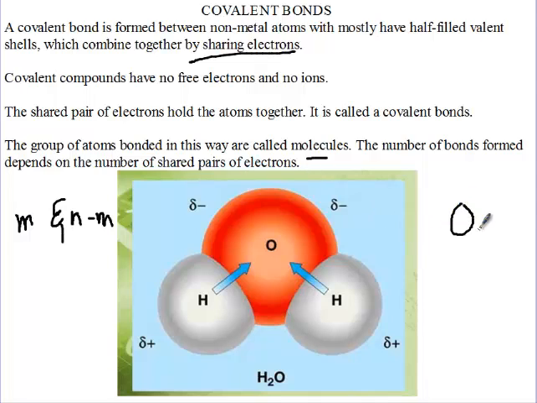Now, oxygen will share two pairs of electrons, so oxygen has a double bond with itself. Hydrogen will share one pair of electrons, so hydrogen has a single bond. So the number of shared pairs of electrons will give us the number of bonds.